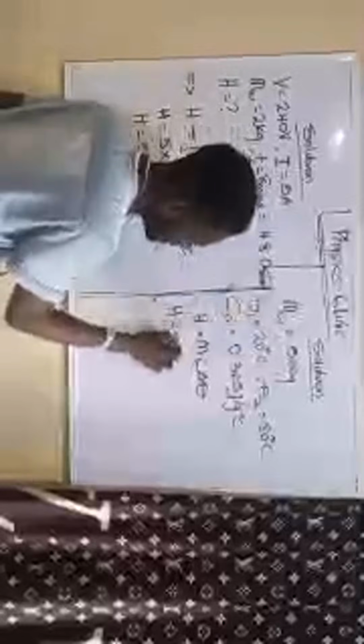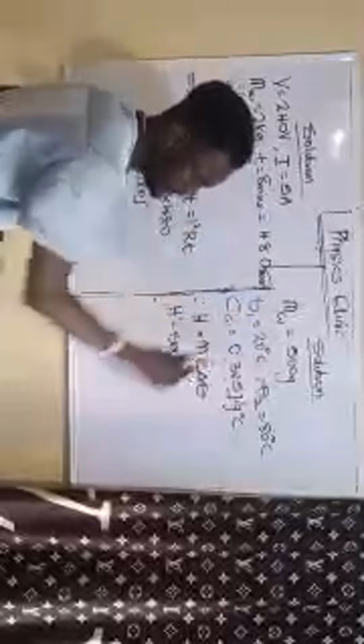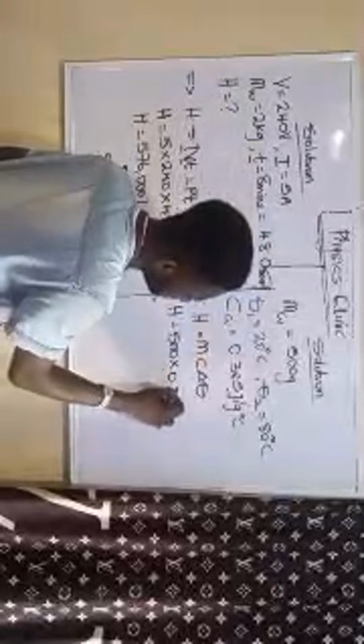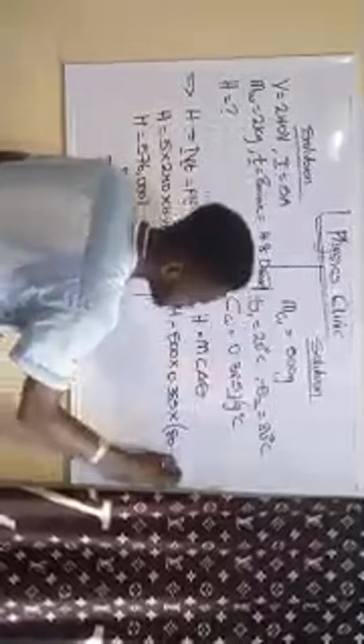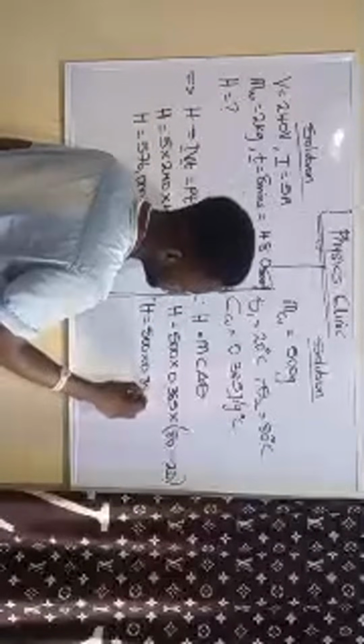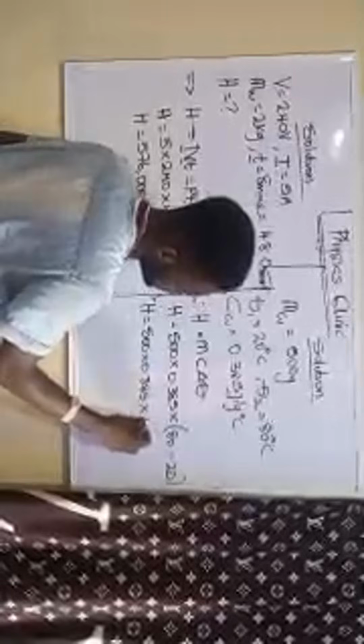H will be equal to the mass of copper, 500, times the specific heat capacity of copper, 0.385, times what temperature change did it undergo, from theta 1 to theta 2. So this will be theta 2 minus theta 1. So it will be 80 minus 20. So 500 times 0.385 times 60. So let's do that mathematics.